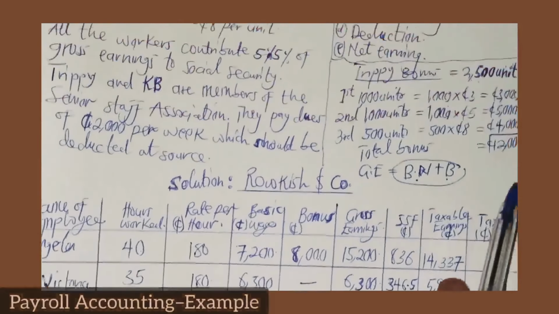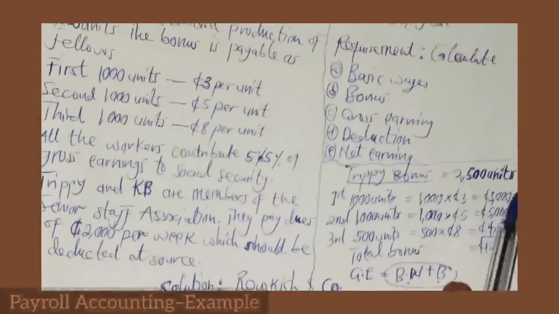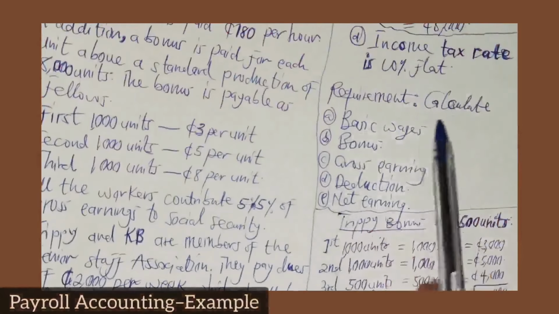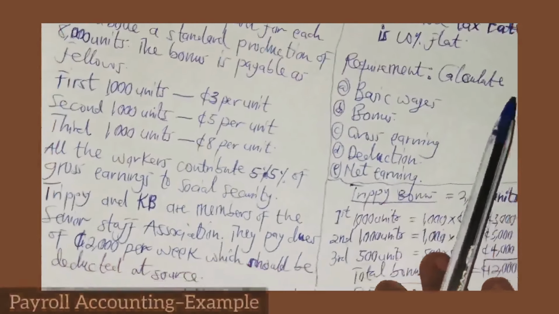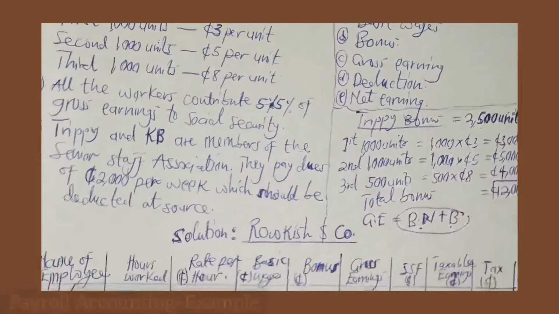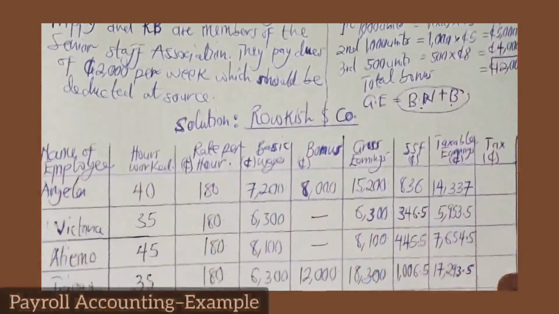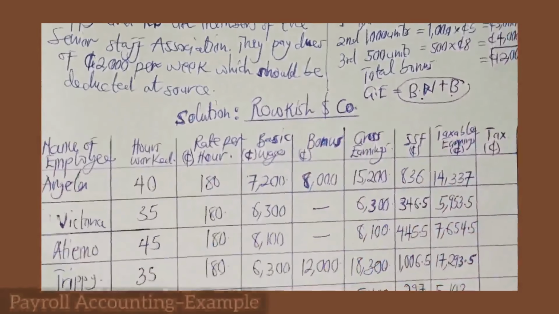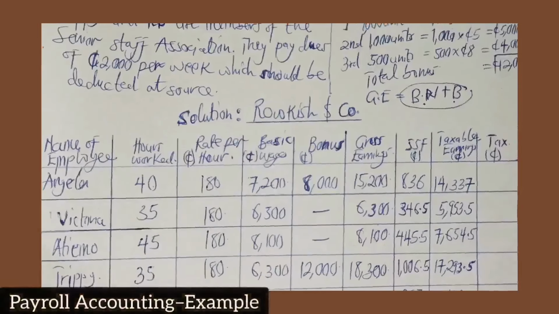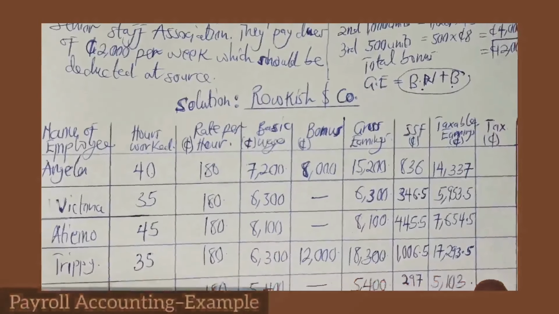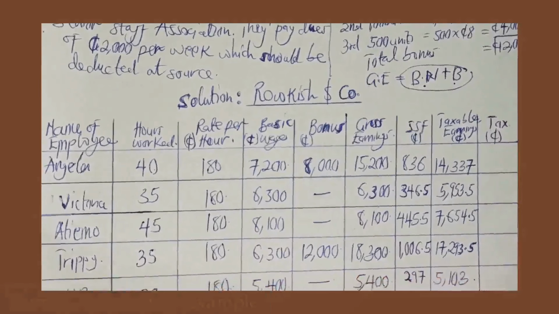Flat rate of 10%. That's the last additional information. The income tax rate is a flat 10%. So once they say flat 10% income tax, all you need to do is take the taxable earnings of each employee and multiply by 10%. Whatever you get is the tax. That is all. So you take the 10% and multiply by the various taxable earnings, and that will be all.